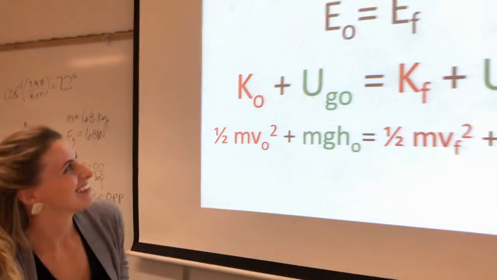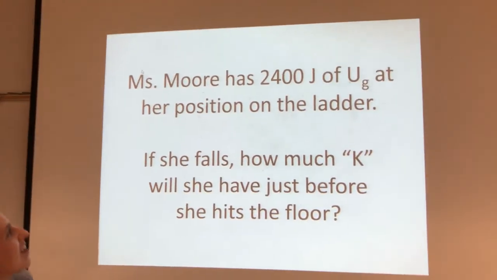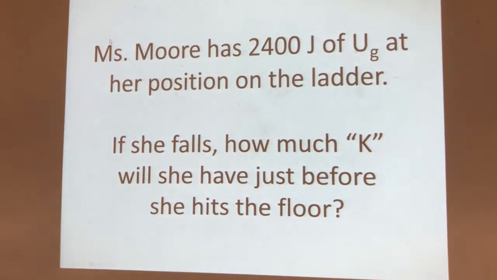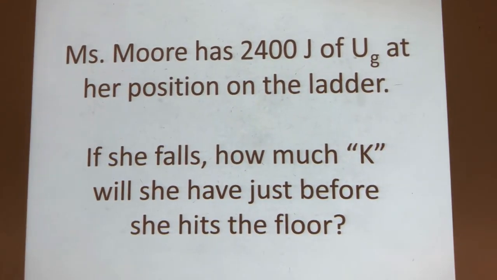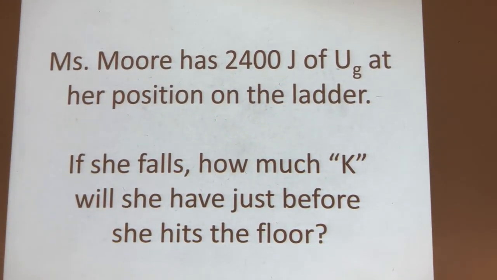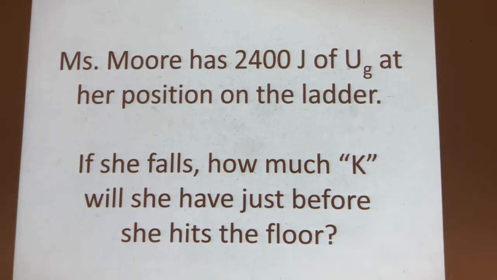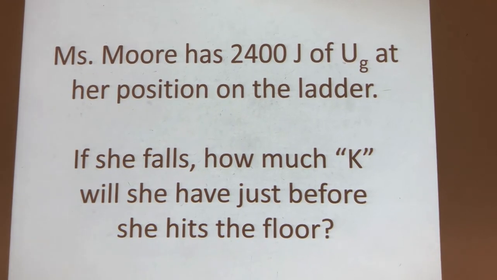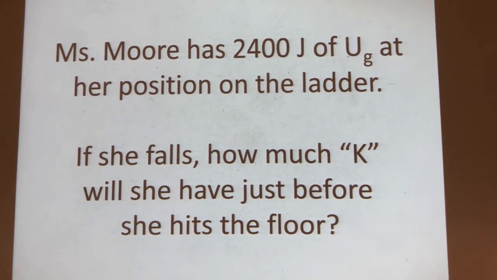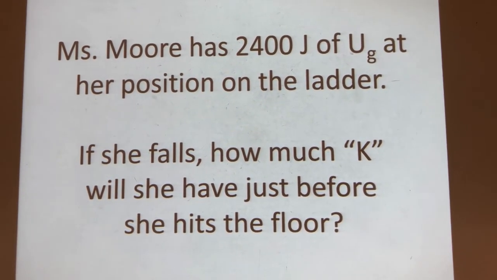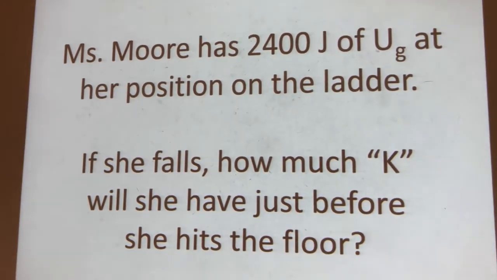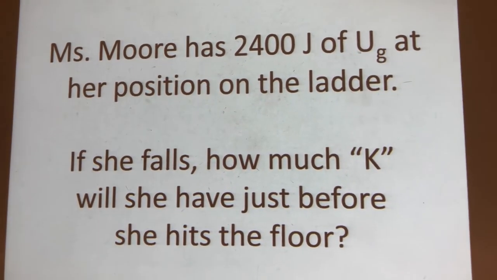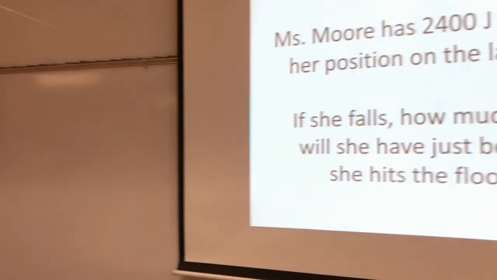Okay. Moving right along. Miss Moore has 2,400 joules of U_G, potential energy, at her position on the ladder. If she falls, how much K, kinetic energy, will she have just before she hits the ground? Perish the thought.